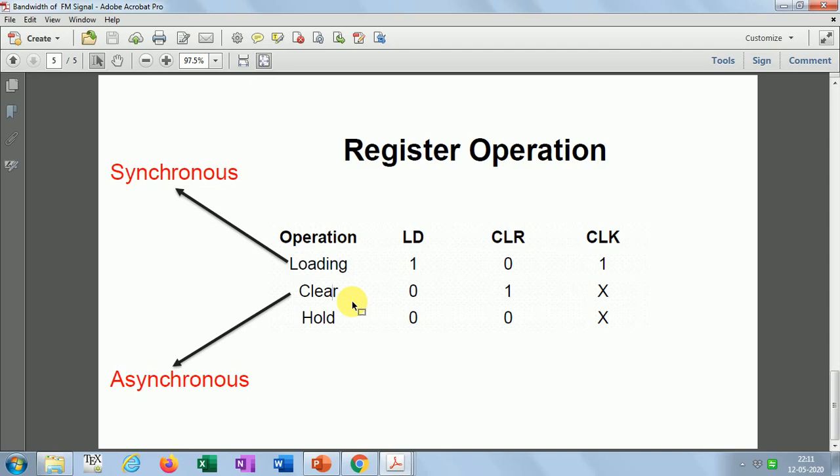Okay, so this is the basic operation of a register, that is a binary data storage element in any digital system. We will discuss the shift registers and its applications and different types of shift registers in the next lecture.